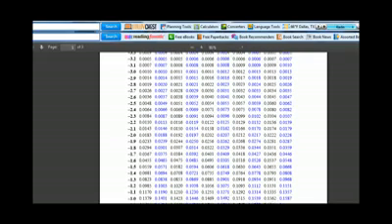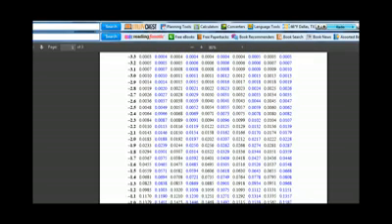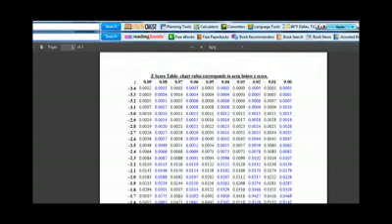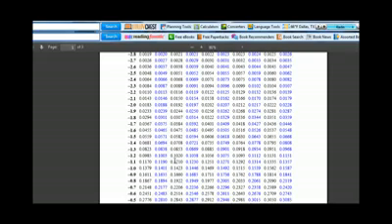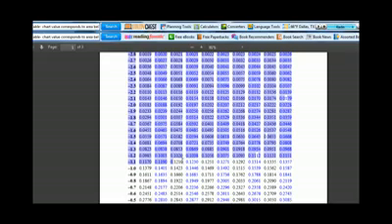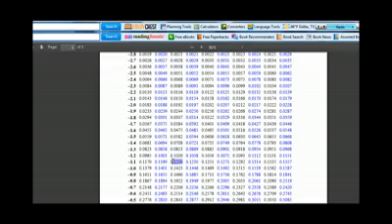Negative 1.17 it was, so that'd be the second column. So that would be this value right here. So that's the amount less than.